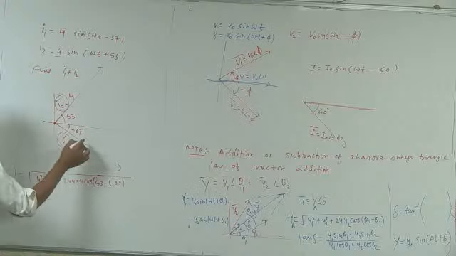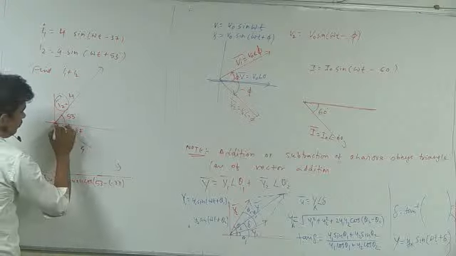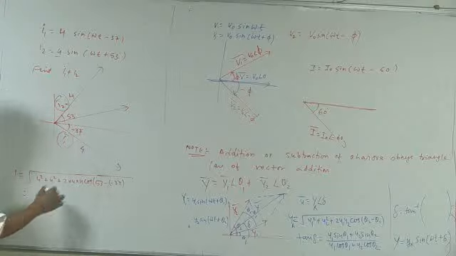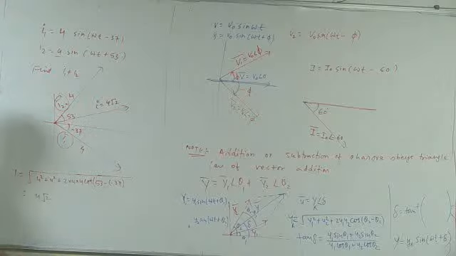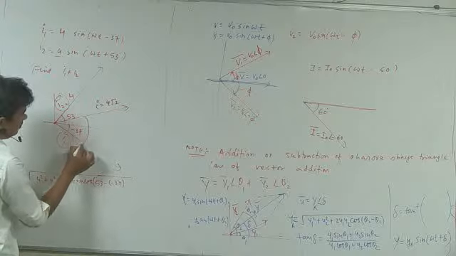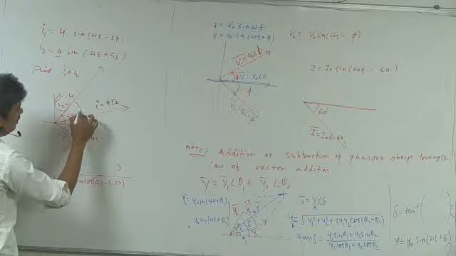If two vectors are of equal magnitude, the resultant passes through the middle of them. Yes or no? This is I. I is how much here? 4 root 2. And what is the angle here? So this angle will be 45 and this angle will be how much?